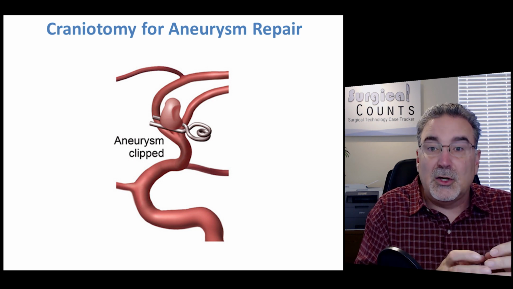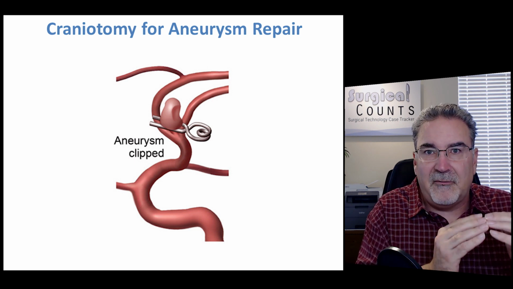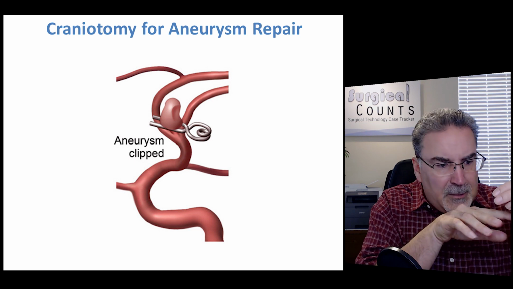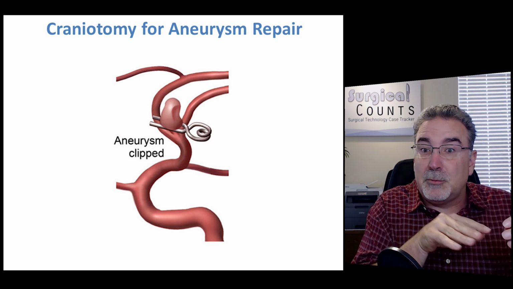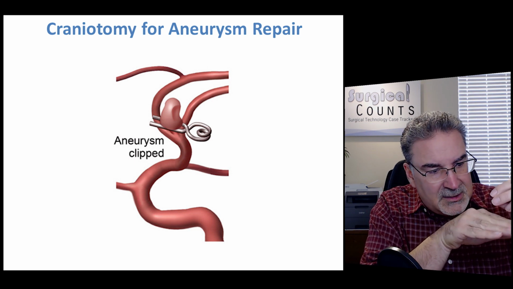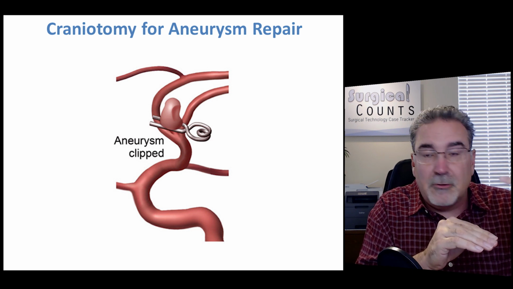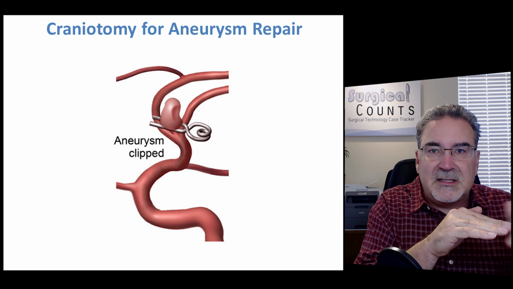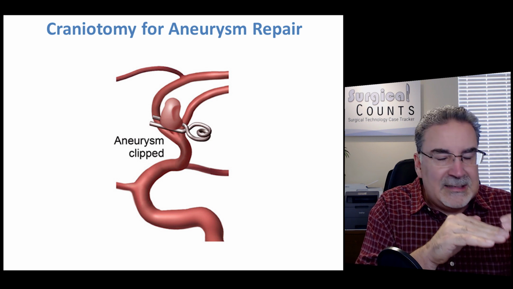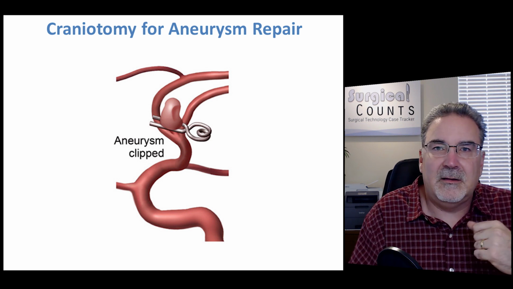So if we can catch that aneurysm before it breaks, we can clip it off and pinch it off. What we're going to do is put a little aneurysm clip right across it, and that's going to pinch it off, seal it off, and that way, if that aneurysm ever does break, it's going to be sealed off from the rest of the artery, and it's not going to bleed heavily into the brain, and that's going to be a good thing.